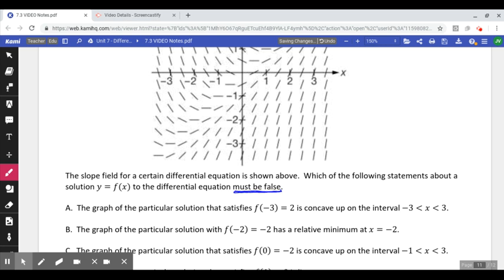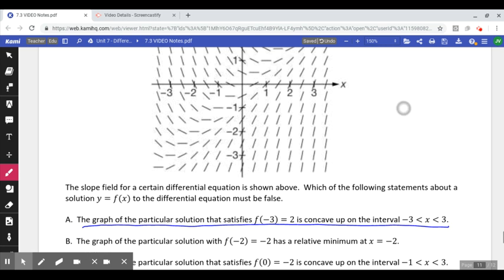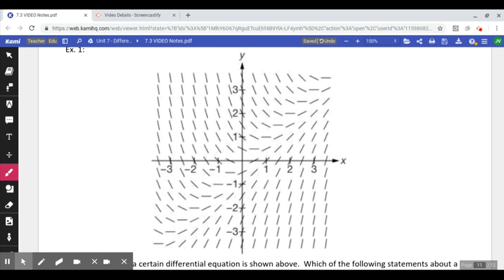Let's take a look at A. A says the graph of the particular solution that satisfies f at -3 is equal to 2 is concave up over the interval -3 to 3. I don't want to circle it because it might not be the right answer, but we'll put a color on it. We'll do this one in blue and just underline it and see what happens. So the particular solution goes through -3, 2. So let's take a look at -3, 2. That is this point here.